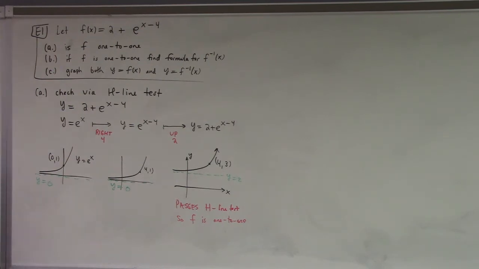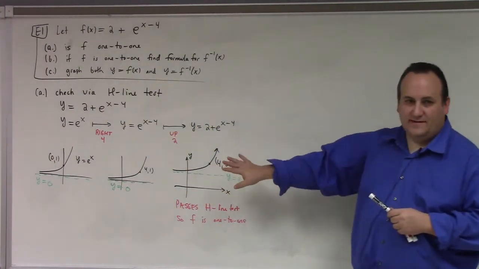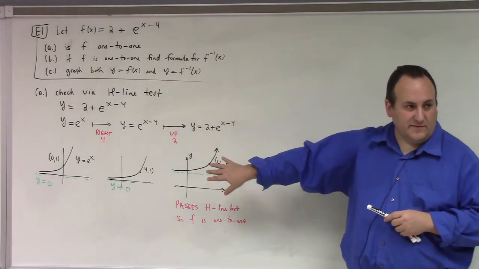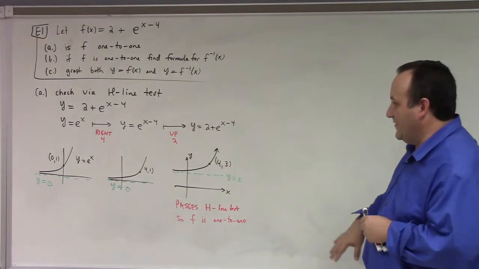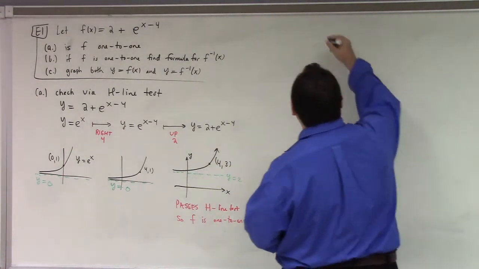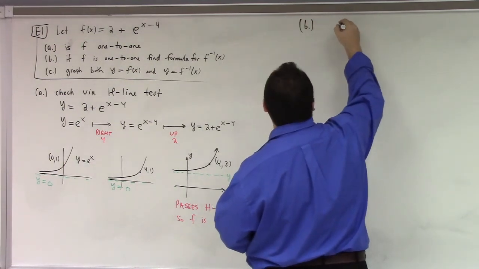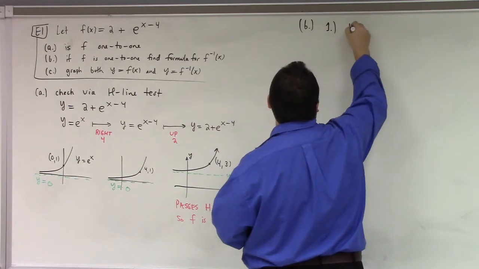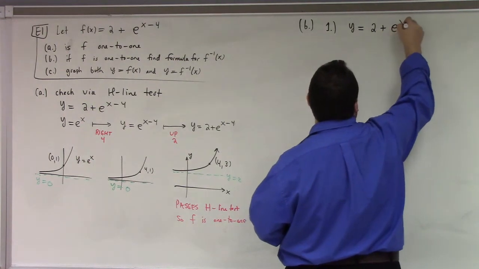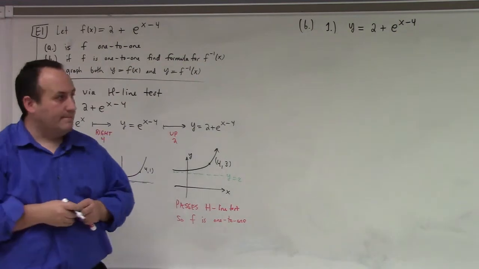How do we find the formula for the inverse then? I'm discontent with my graph here, so I'm going to redo this bigger later. Poor planning on my part. I should have left myself a lot more room to do this. So part B. Remember the 4-step process. Number 1, we write y equals f of x. Here f of x is 2 plus e to the x minus 4. Step number 1, write y equals f of x. What's step number 2?